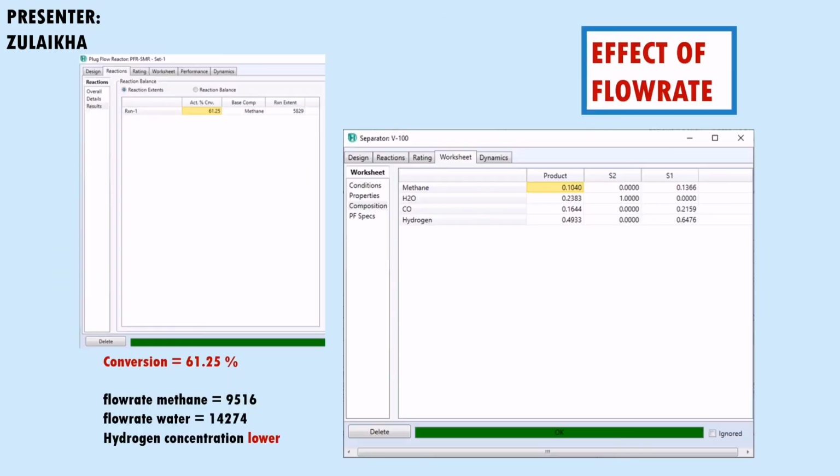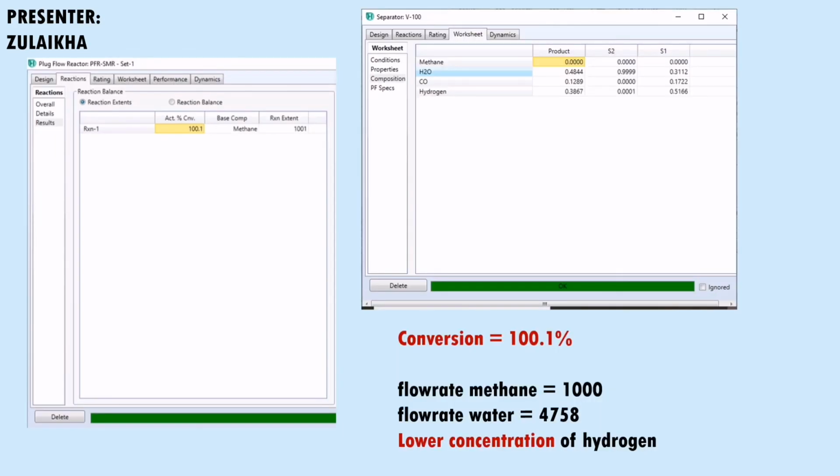For flow rate, we can see in this slide that we double the flow rate for methane and water. Thus the conversion becomes 61.25%, which is lower than the original, and the hydrogen concentration also becomes lower. In the next slide, we lower the flow rate for methane. We just take 1000, and for water we just take 4758 kilogram mole per hour. But the conversion becomes 101.1%, which is impossible and not logical for our simulation, and the hydrogen also becomes lower.